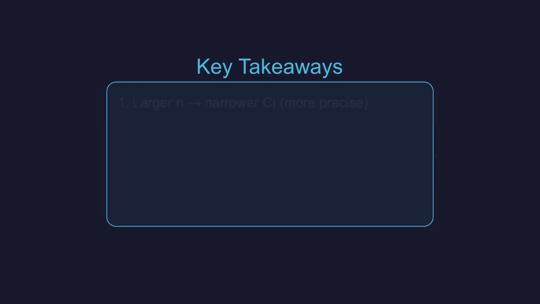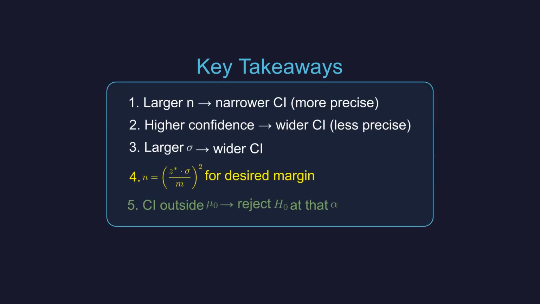To wrap up, larger samples give narrower, more precise intervals. Higher confidence requires wider intervals. Greater variability also widens the interval. You can calculate the needed sample size for a target margin of error. And confidence intervals connect directly to hypothesis tests. If the null value falls outside the CI, reject the null.